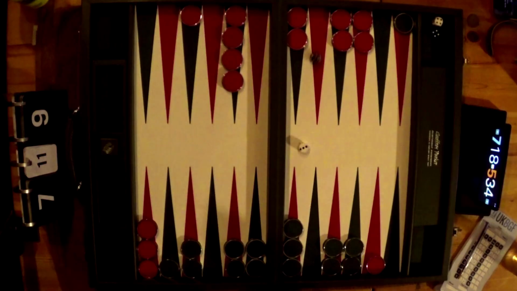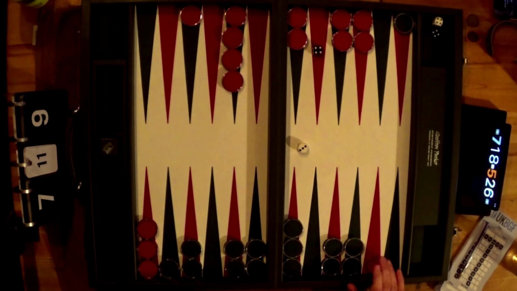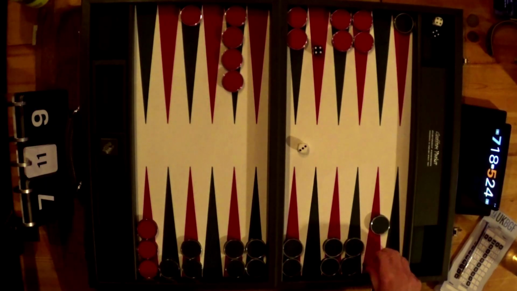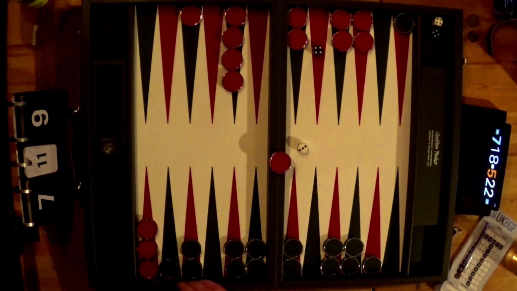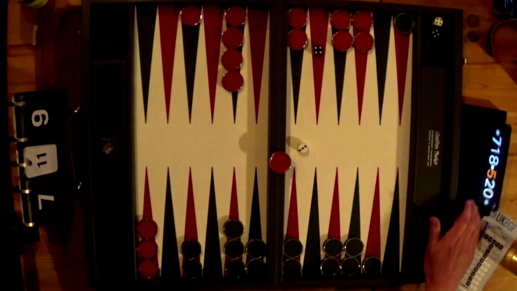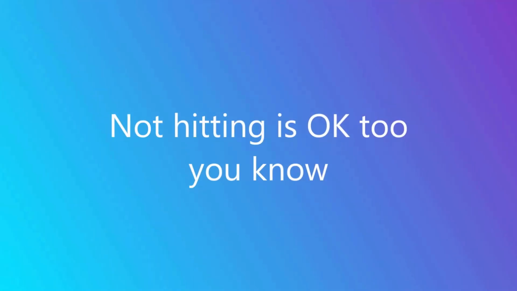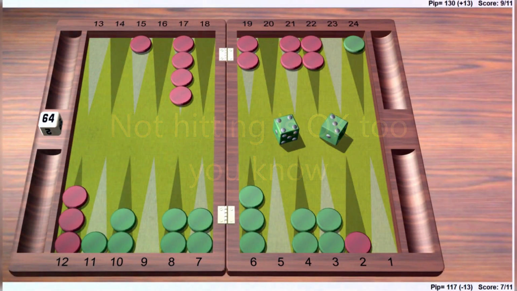Right, score is now 7-9, getting a bit close to the end. I did actually consider the cube here and turned it down. It would have been a cube. It wasn't a huge error to not do it. I hit here with the 4 and bring the checker up with the 3, and it's not the right play.